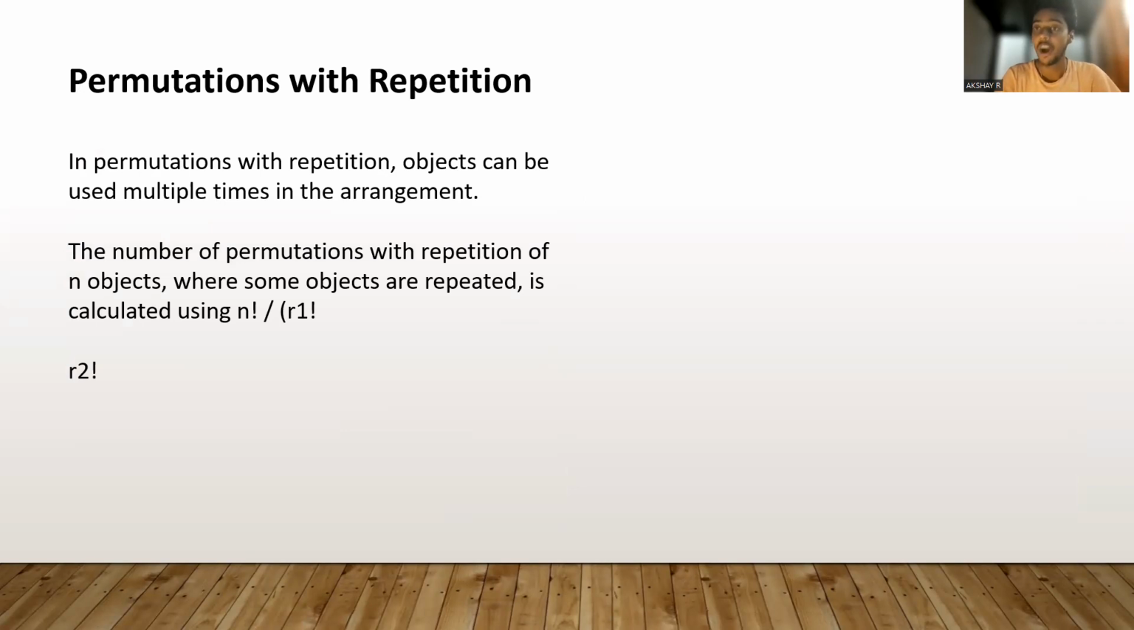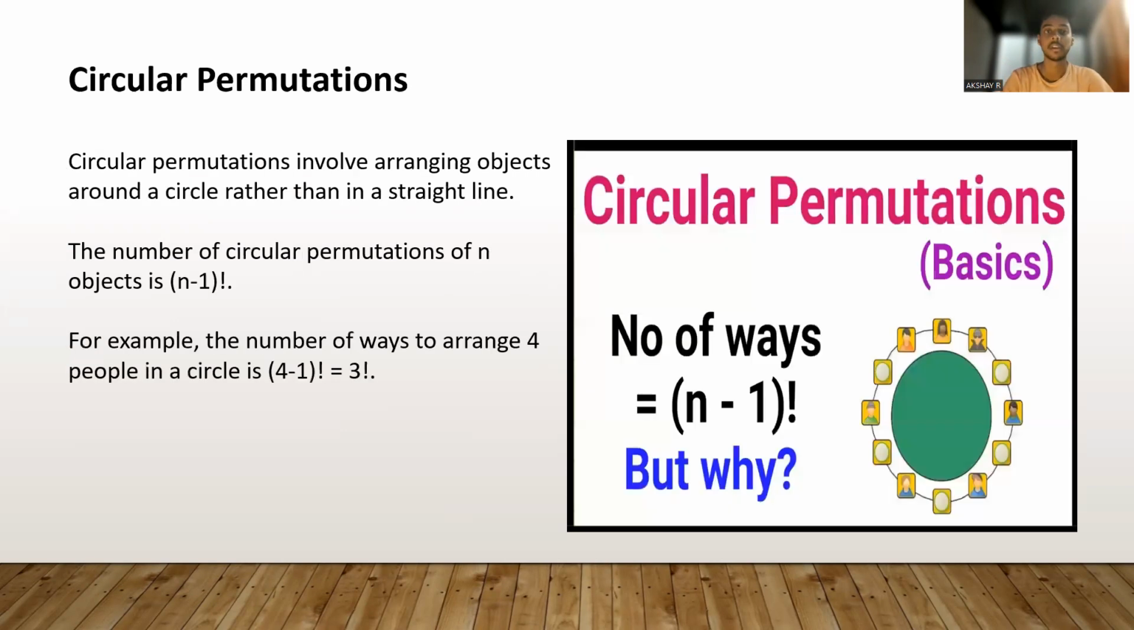Permutation with repetition. In permutation with repetition, objects can be used multiple times in the arrangement. As the name itself indicates, with repetition means multiple times can be used. The number of permutations of n objects, where some objects are repeated, is calculated using n factorial divided by r1 factorial, r2 factorial. This is the formula we use if there are repetitions of the elements.